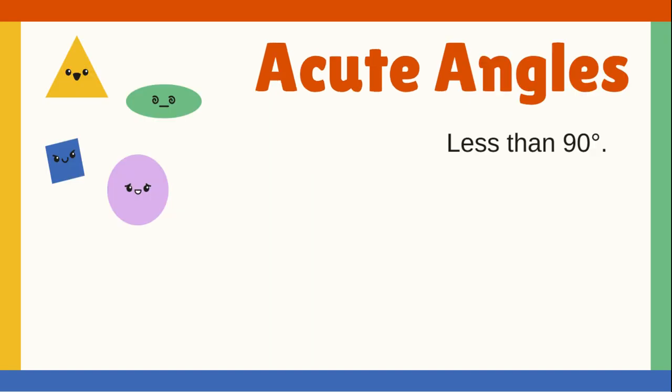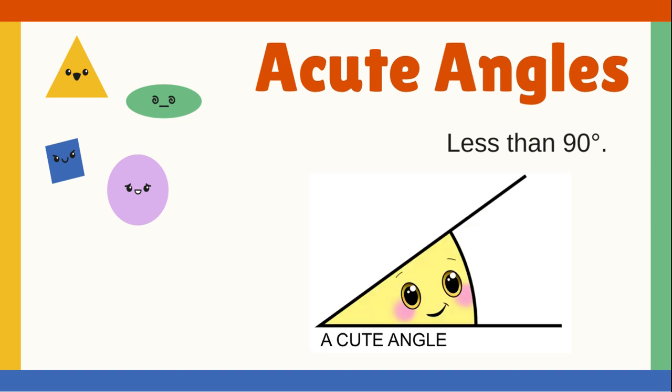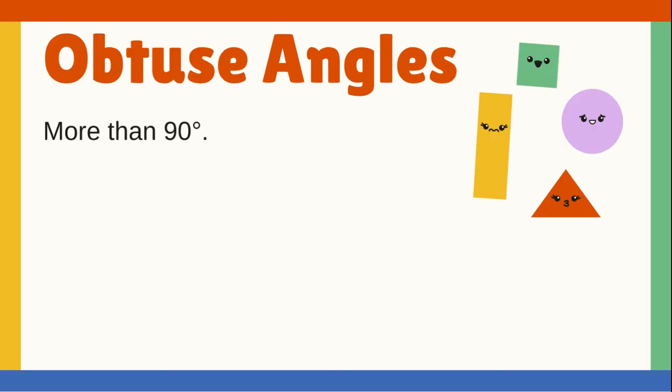Acute angles, I always joke that they're so cute. They're little, they're less than 90 degrees. So I put a cute little angle here for you. So just remember anything smaller than 90 degrees. It could be 89 degrees, it could be 2 degrees, anything less than 90.